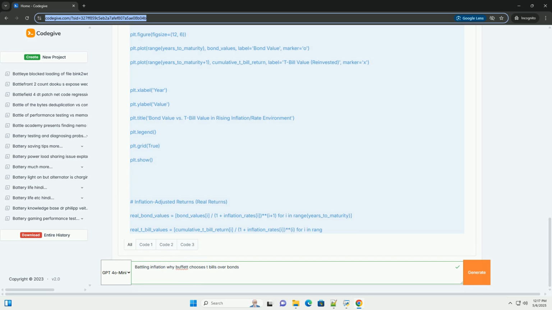Real-world T-bill rates: the T-bill rates are based on the interest_rates list, which is directly tied to the inflation scenario. Real-world T-bill rates will fluctuate based on market conditions and Fed policy. Inflation-indexed bonds, TIPS: a more direct way to protect against inflation is to invest in Treasury inflation-protected securities, TIPS. TIPS are indexed to inflation, so their principal value increases with the CPI. However, Buffett has sometimes expressed reservations about TIPS, particularly when real yields are very low or negative.